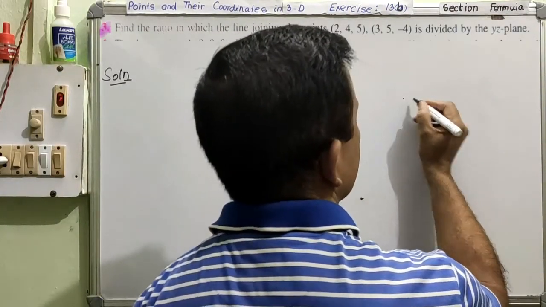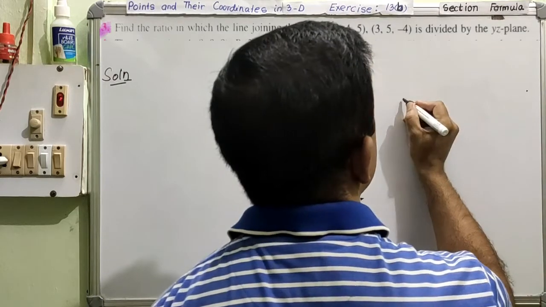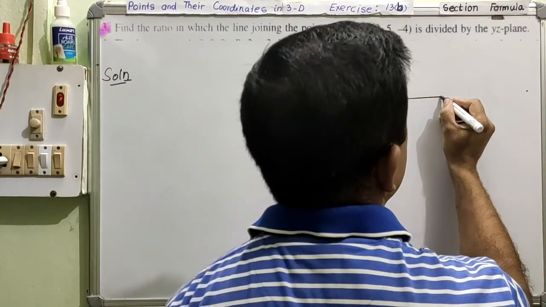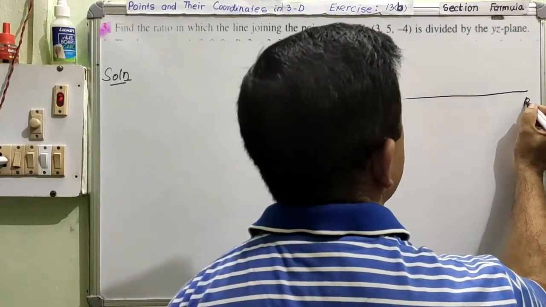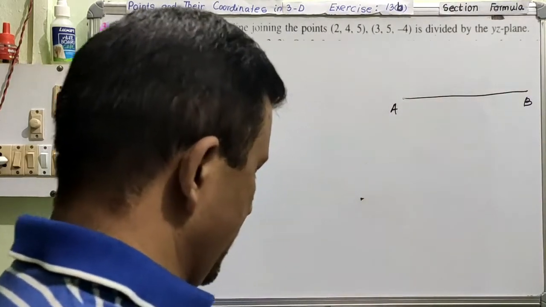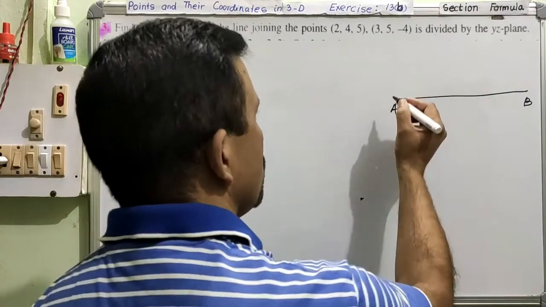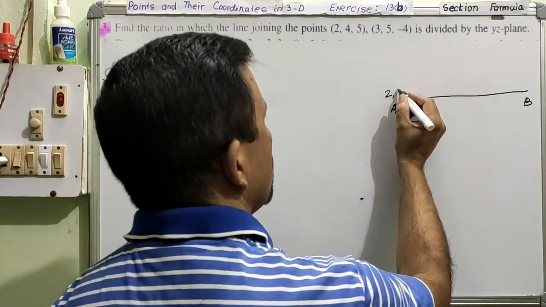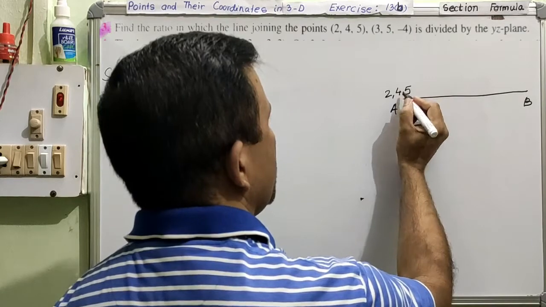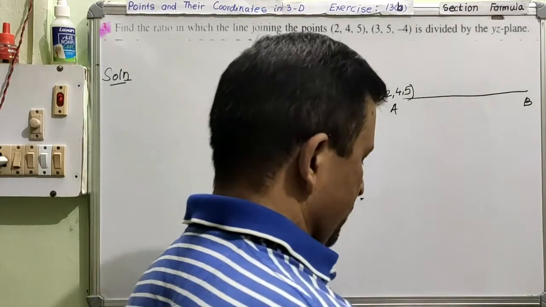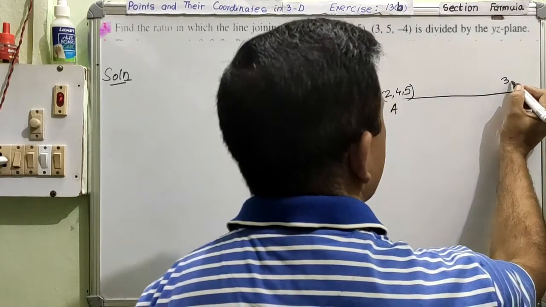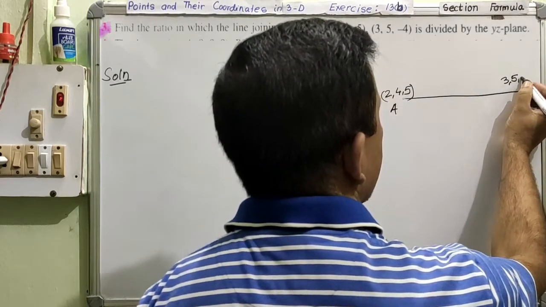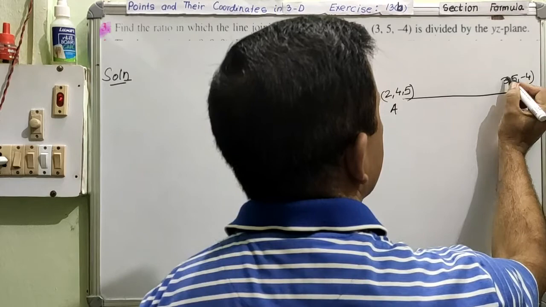Okay, let us see now. So these are the 2 points. And then join it. Let us write the coordinates of A and B. The coordinate of A is 2, 4, 5. And the coordinate of B is 3, 5, negative 4. Clear?